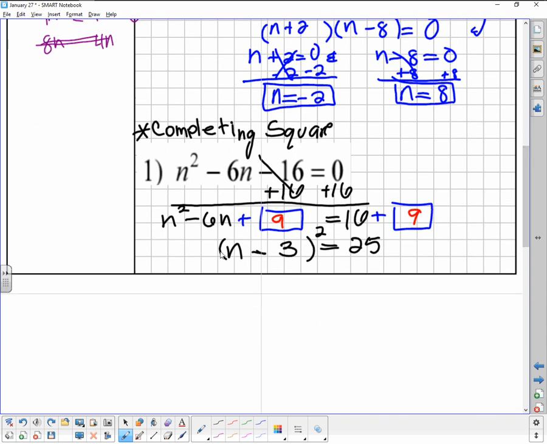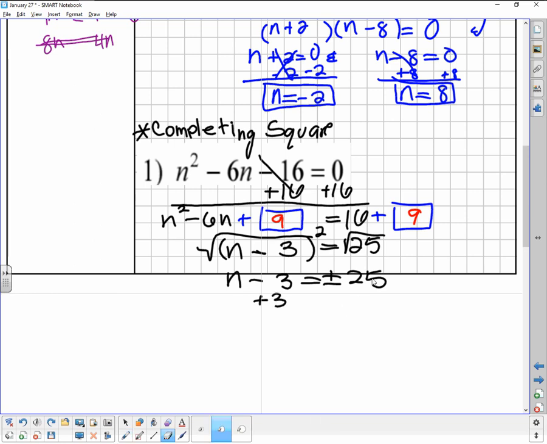Get the letter by itself, get rid of the square. The opposite of square is square root. What you do to one side, you must do to the other side. You have n minus 3 is equal to plus or minus square root of 25. Get the n by itself, plus 3.